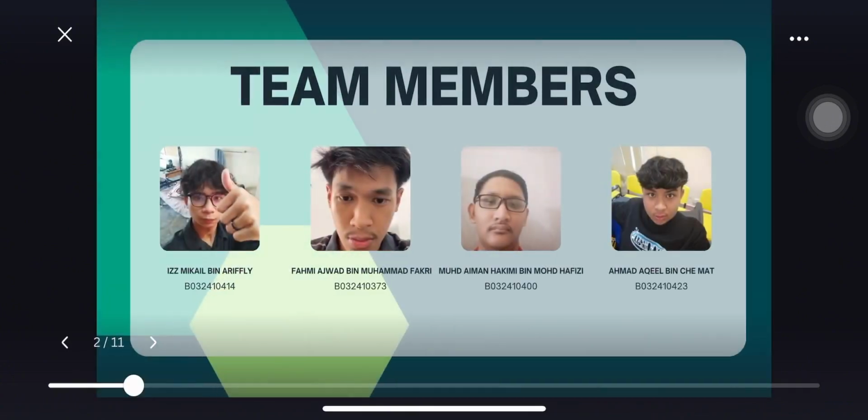We are using case 2, which is the lab equipment checkout and tracking system. Next, these are our team members: me, Mikael bin Arifli, Fahmi Ajwat, Muhammad Aiman Hakimi, and Ahmad Akil.